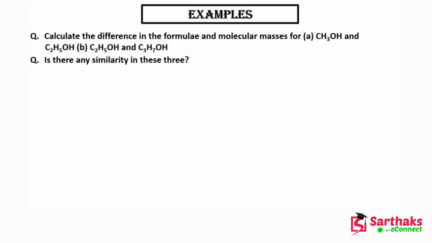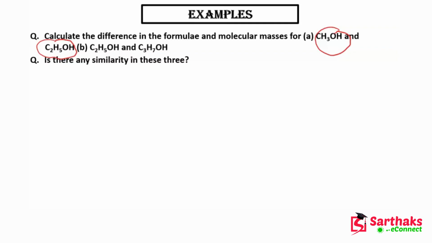Okay students, so here we have been asked to calculate the difference in the formula and molecular masses for CH3OH and C2H5OH. Okay, so this is methanol and this is ethanol. I will be teaching you the nomenclature in the upcoming lecture, so you do not need to be so much stressed about how to determine the name of these formulas. You do not need to be worried about that.